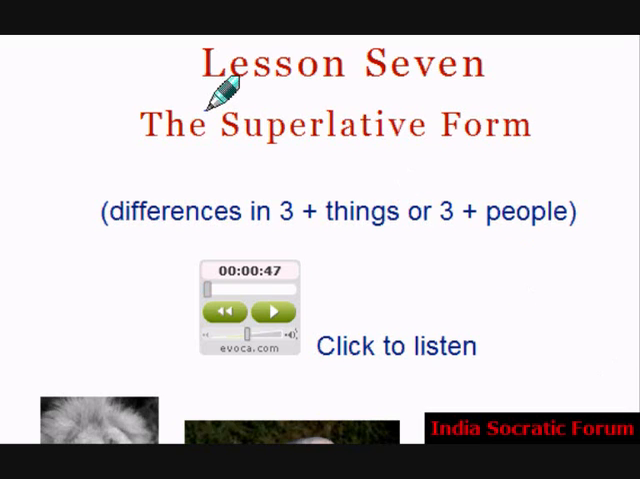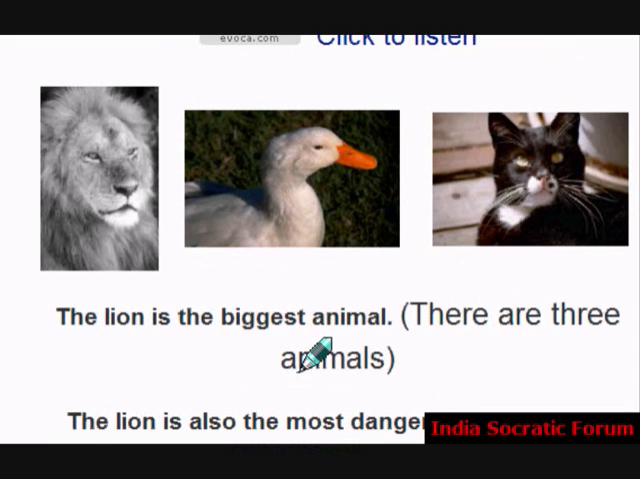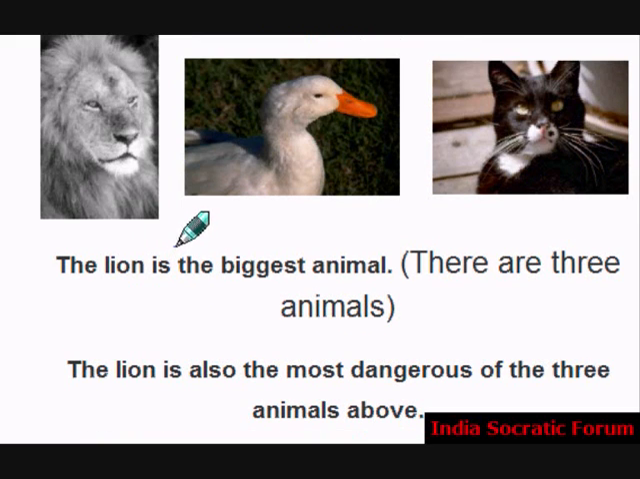Lesson 7, the superlative form. Differences in 3 plus things or 3 plus people. 3 or more things or 3 or more people. Here is an example. There are 3 animals. How do we differentiate them?